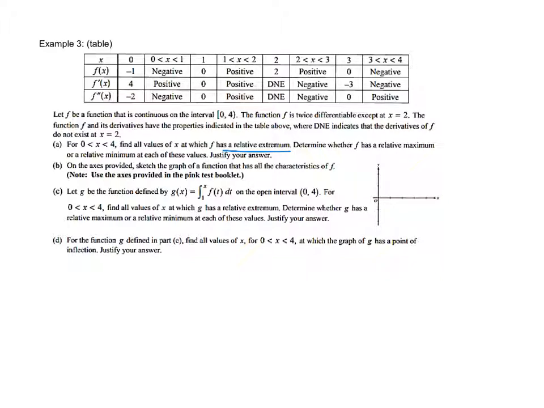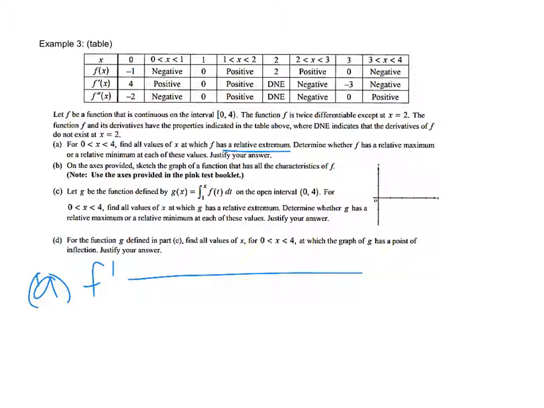Justify your answer. It was very nice of them to define that for you, because you should know that relative extremum means relative max or relative min. But now they're telling you that's what you're looking for. So if you're looking for relative max, you're looking for relative min, you should immediately think first derivative. So let's make an f prime sign chart so we can see when it's changing.